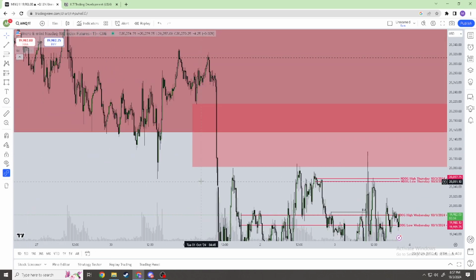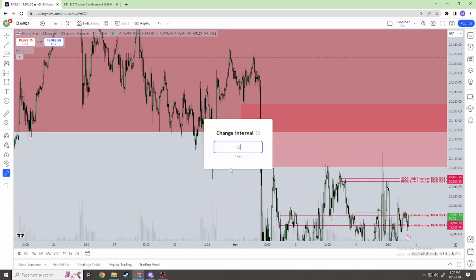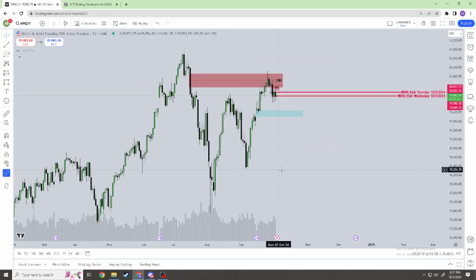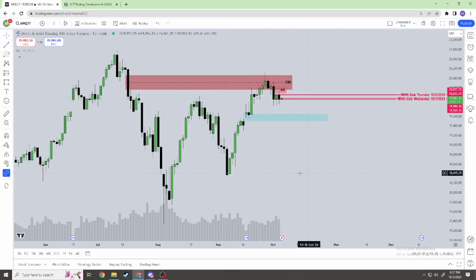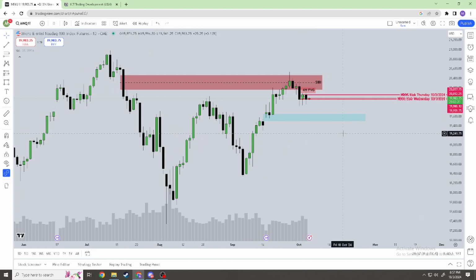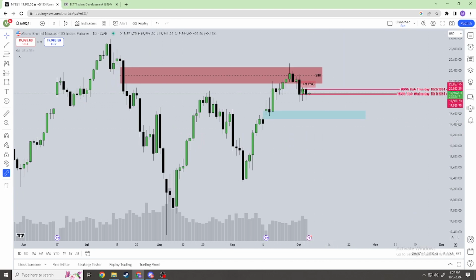So, initially, let's go to the daily chart and start there, because I think it's crucial to see where we're at in the market. I have a few things marked out, nothing too much. I don't like to clutter up my charts.